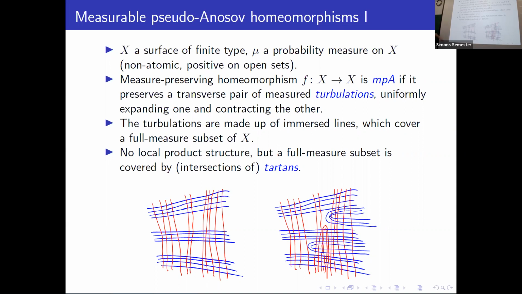And a tartan is basically a collection of parts of stable and unstable streamlines which intersect topologically as I've drawn here. So obviously, typically an infinite collection of such tartans. In fact, tartans are very interesting if the intersections of the stable and unstable streamlines have positive measure.